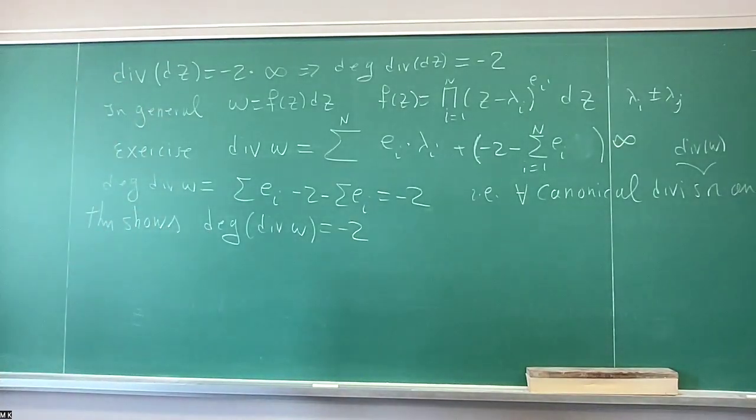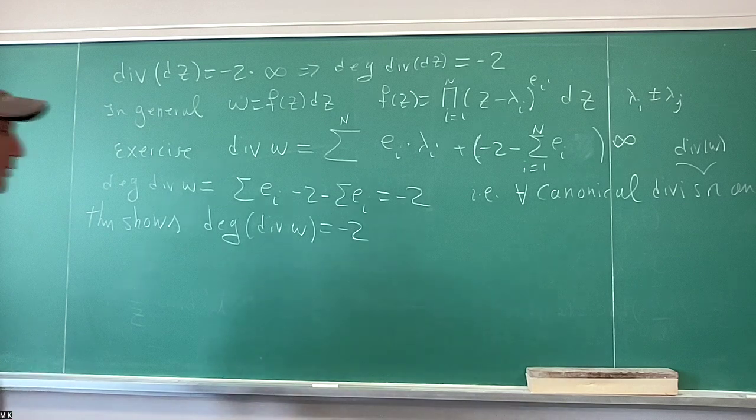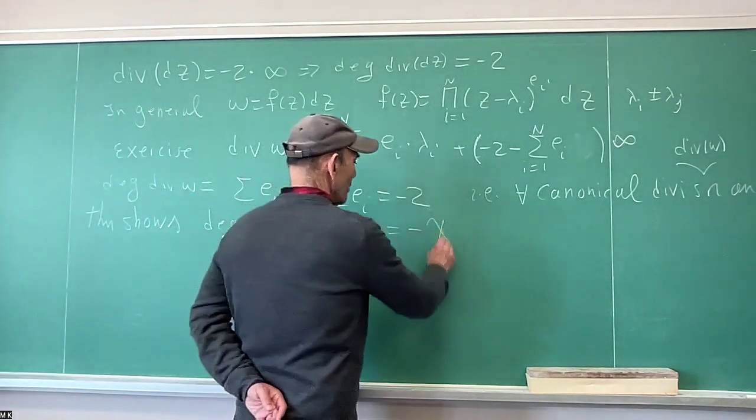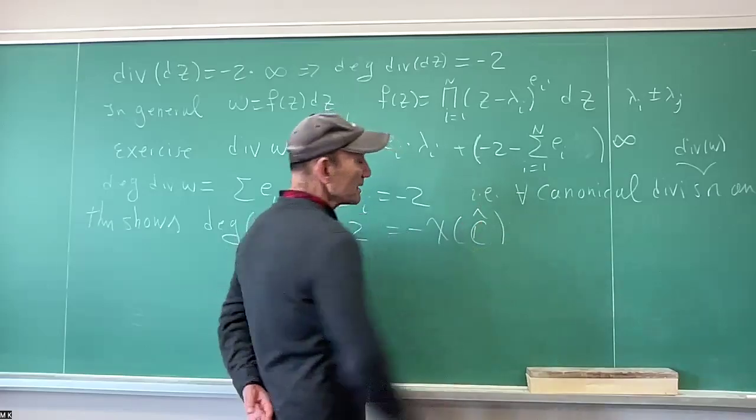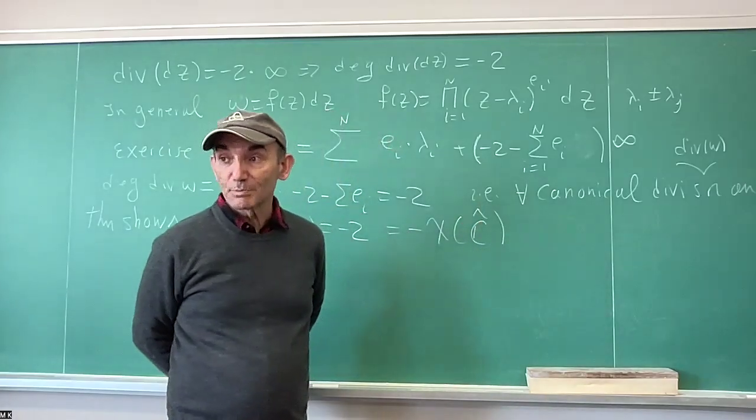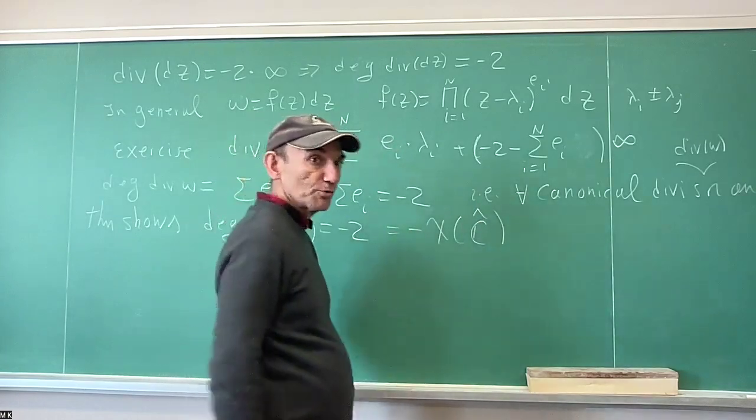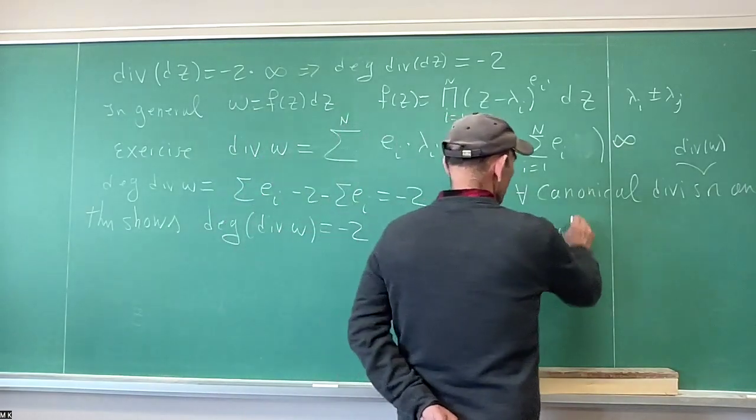So minus 2, what number reminds you of minus 2? Well, minus 2 could be anything, but there is something pertinent to this discussion: the Euler characteristic, but with a minus sign. So this is equal to minus the Euler characteristic of C hat, but that's not an accident. It's a special case of a very general theorem that I will prove now.